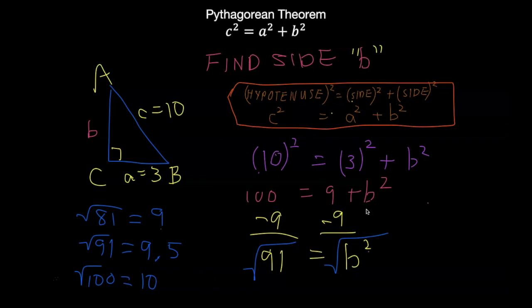Now let's say you don't have a calculator. Could you get pretty close? Yeah, you could get really close. How do you do that? Well, here's an example of this problem. Square root of 91. I don't know what that is. But I do know that the square root of 81, which was just below 91, is 9.